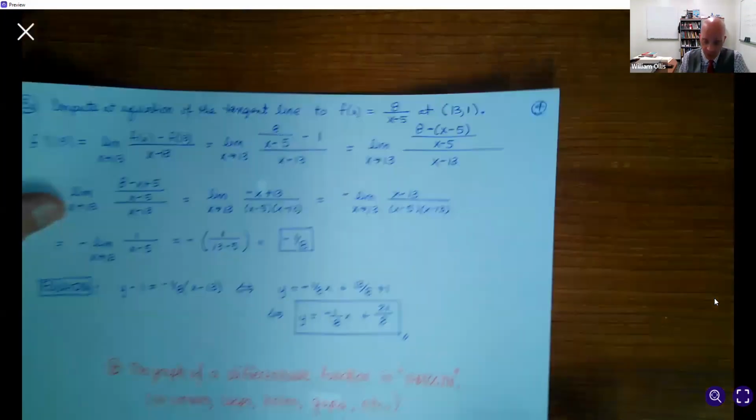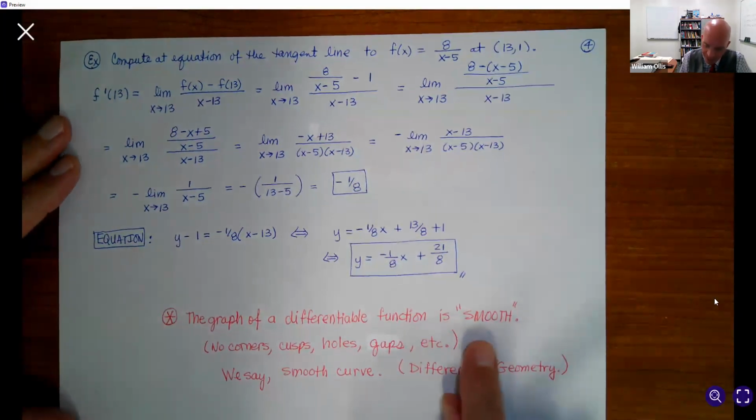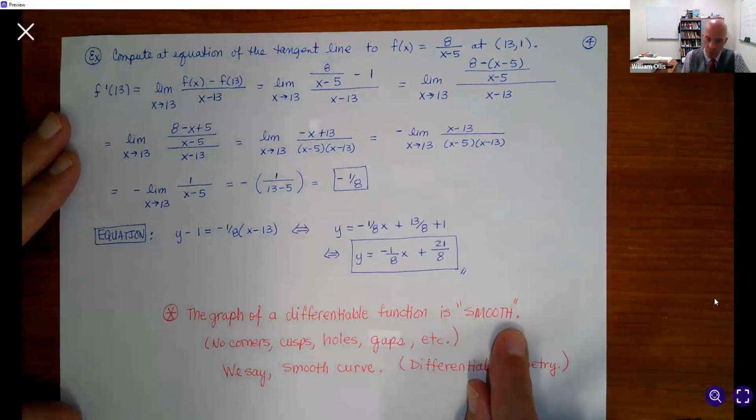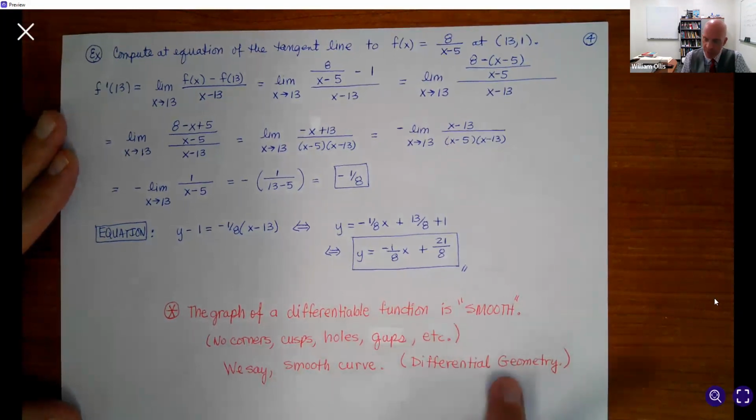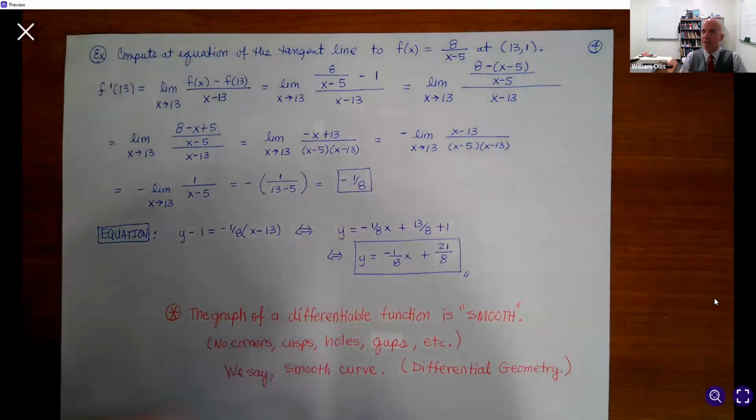is just look at a simple calculation, 2 simple calculations utilizing the definition of derivative. Now, as I've written here, because I can't seem to stop myself, just reminding you, the graph of a differentiable function is smooth. No corners, cusps, holes, gaps. We say smooth curve in differential geometry. So when you study curve theory, you want your curves to be nice. Okay, you want your surfaces to be manifold. You've got all kinds of beautiful calculus going on. So you gotta deal with surfaces and curves that are well behaved and beautiful.